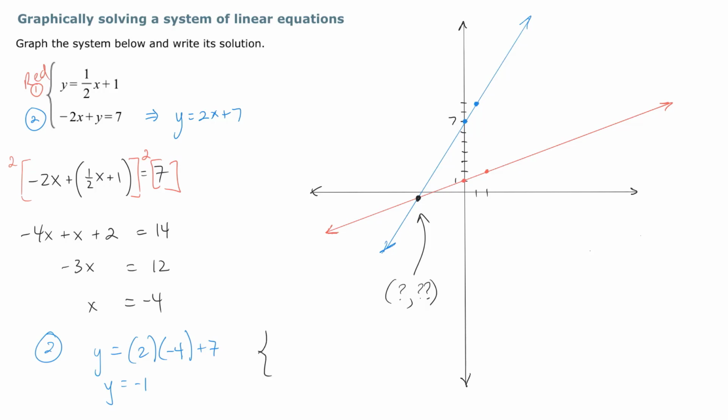To write our final answer, we're going to write these little set braces. It's going to be a set containing a very unique ordered pair. A unique ordered pair. So one solution. Negative 4, comma, negative 1. So this is a set containing a unique solution. Circle your final answer.